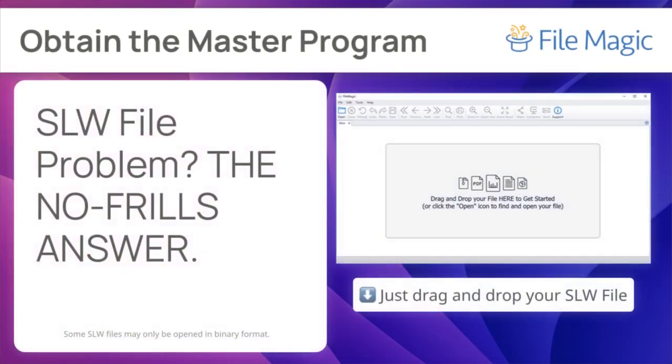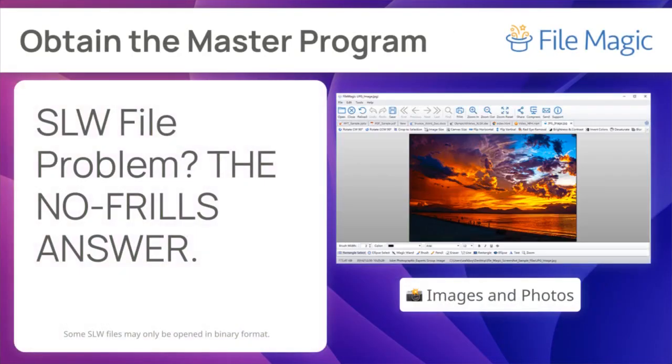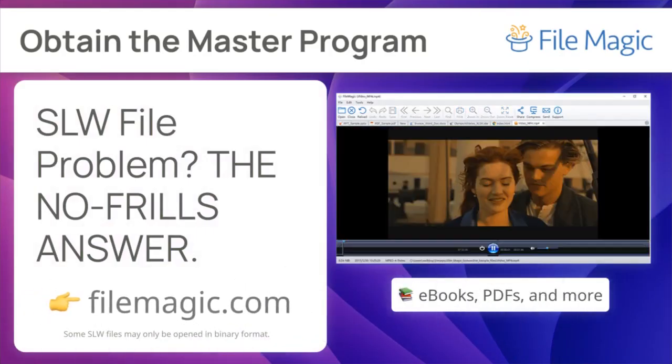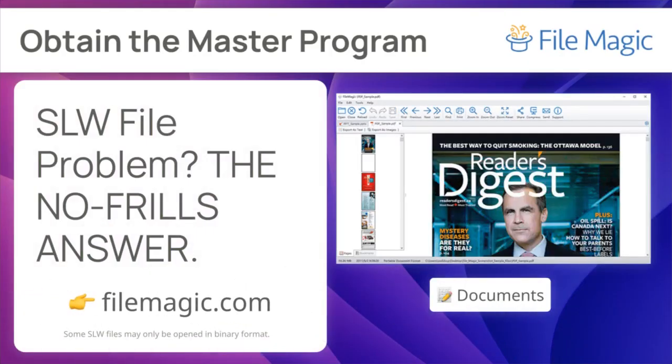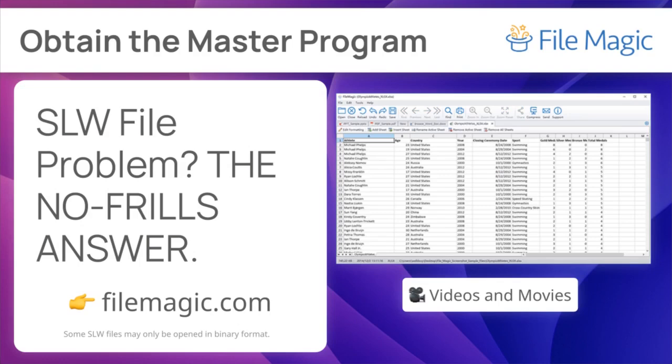Takeaway: the inability of Windows and 7-zip to open the file suggests a unique format signature. FileMagick is the comprehensive solution built to handle these exceptions. Find it at FileMagick.